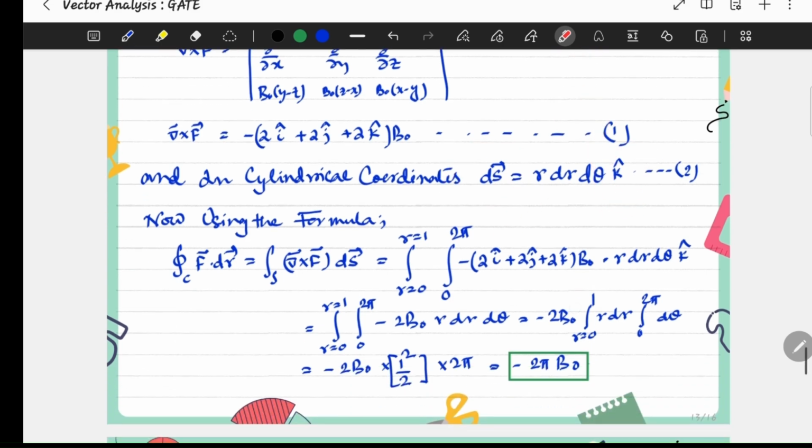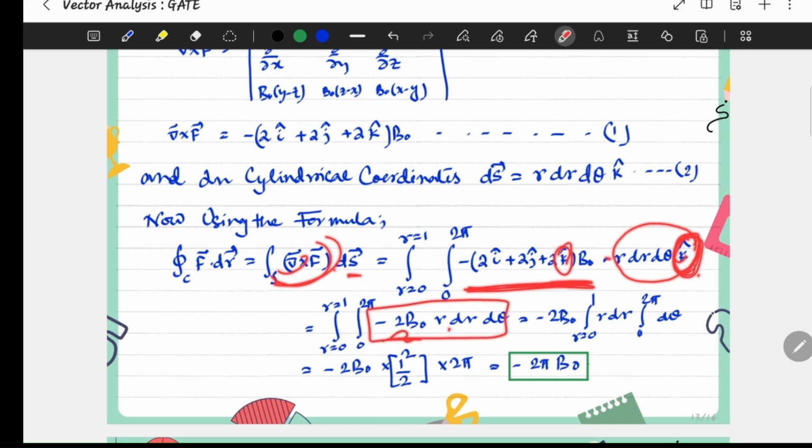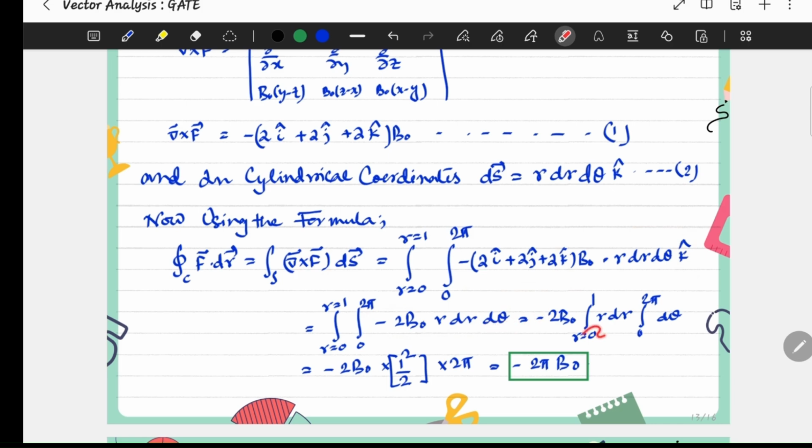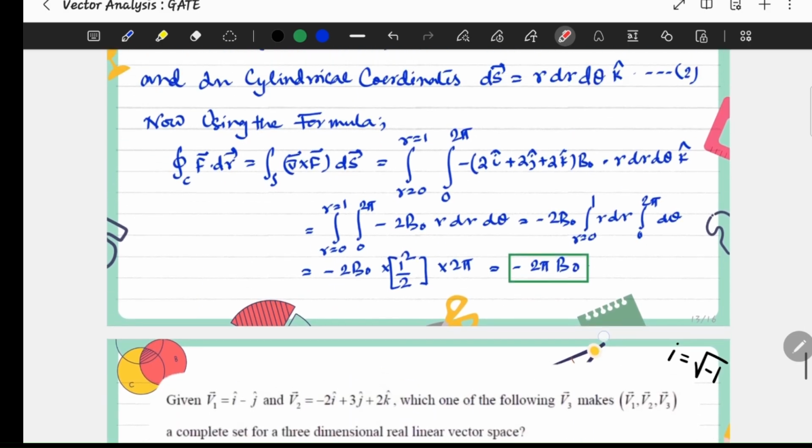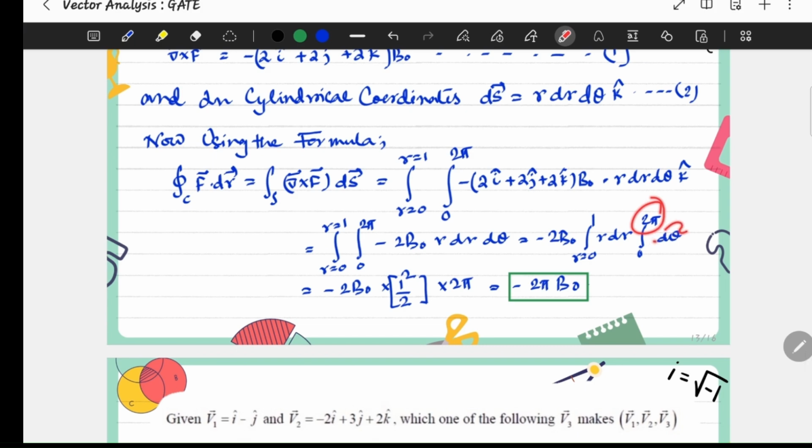So here, if you take the dot product of del cross F dot ds, what will you get? ds is along the z direction, or along the direction of k. So k and k will dot, and you will get this one value. Now put the limits: r equal to 0 to 1 and theta equal to 0 to 2 pi, because it is cylindrical coordinates and a circle of unit radius is already given. You will put these values and the solution is minus 2 pi b0. Understand?